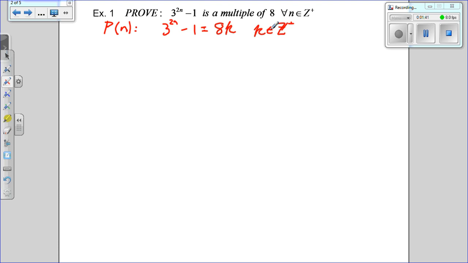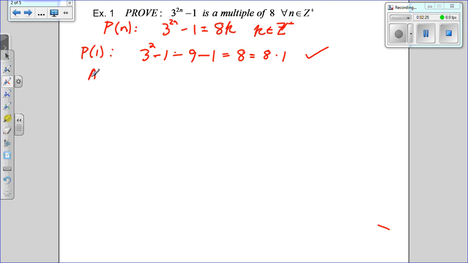First step is to show that this is true for n equals 1, or in other words, show p of 1. And like we said on Tuesday, this is generally a pretty trivial step. So I'll plug in 1 for n, so this becomes 3 to the 2 times 1 power, or 3 squared minus 1. And that is equal to 9 minus 1, which is equal to 8. And 8 can be written as 8 times 1, where 1 is a positive integer. So therefore, 3 to the 2 power minus 1 is indeed a multiple of 8.